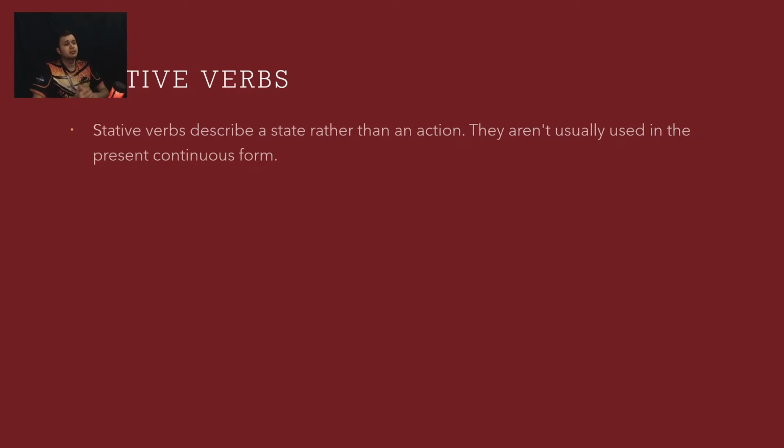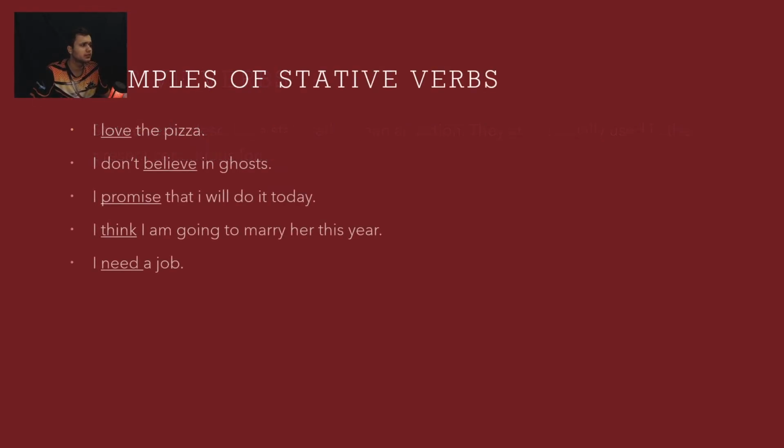And the static verbs. The static verbs describe a state rather than an action. They are not usually used in the present continuous form. The static verbs are things like emotions, thoughts, feelings. All these kinds of things are static verbs. We're going to see some examples right now. Examples of static verbs we can see in the sentence, I love pizza. The word love is a feeling. It's something that we cannot touch, we cannot watch it physically.